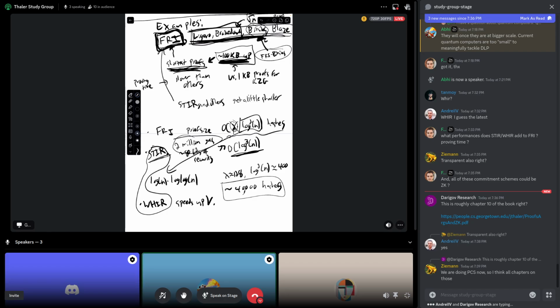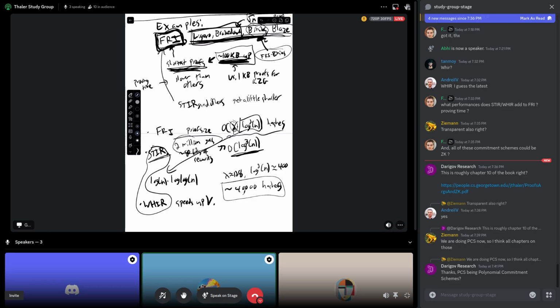I think I'm just feeling confused about this idea that we're picking our first layer of commitment scheme to reduce prover cost, we're trying to bring prover time down, but then we add in this other layer where prover time is very large. So haven't we just canceled out the benefit that we got?